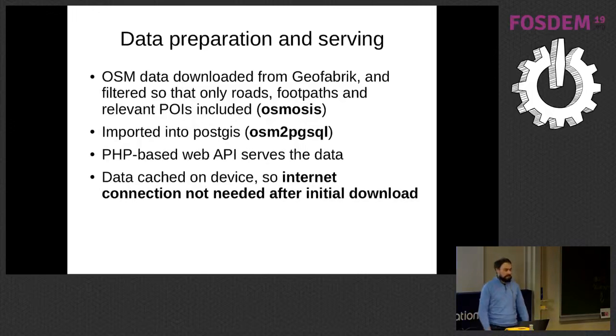And then I import into a PostGIS database. So again, it's the standard tool chain, really, using osm2pgsql. The PostGIS database on my server is the standard one that you would also use for Mapnik rendering. And then I've written my own PHP-based web API to serve the data. That's running on my own server. So you send it a query, and then it returns the data back as GeoJSON. And then that data is cached on the device so that once you've downloaded data for a particular area, you don't need an internet connection again.